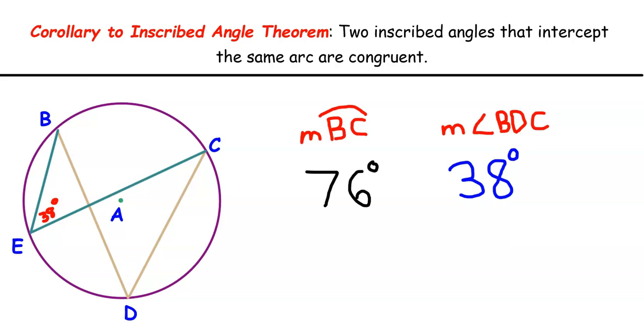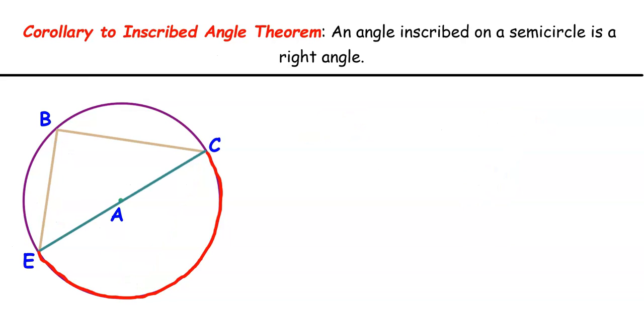Another corollary of the inscribed angle theorem is that if you have a semicircle and the inscribed angle intercepts the semicircle as its arc, that angle is then right. So in this case, we have angle EBC, and because arc EC is a semicircle, that means angle EBC is a right angle. Go ahead, pause the video, write this corollary down, including the diagram, so you can see what I mean. Come back when you're ready to move on.